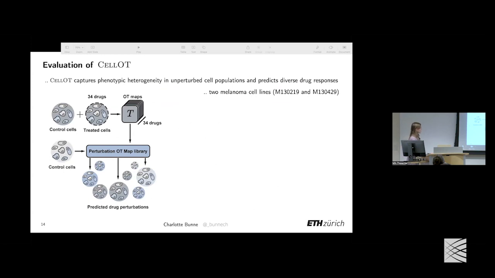So what we did here is that we had a mixture of two melanoma cell lines, where we know how these cell lines are supposed to respond. In particular, Gabriele Gut and Lukas Pelkmans, the two biological collaborators I worked with, know this. And we trained this entire thing for 34 drugs.